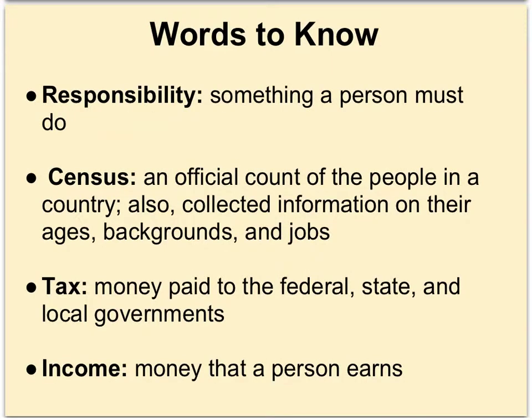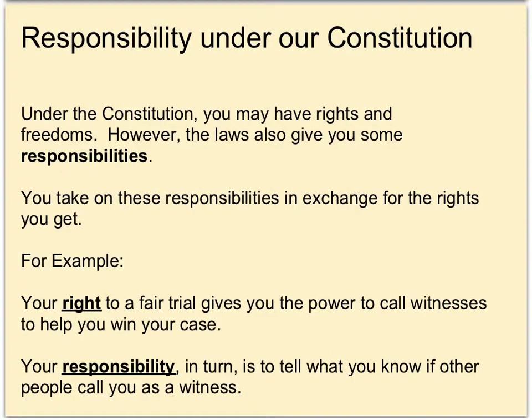Words to know. Responsibility, something a person must do. Census, an official count of the people in a country, also collected information on their ages, backgrounds, and jobs. Tax, money paid to the federal, state, and local governments. Income, money that a person earns.